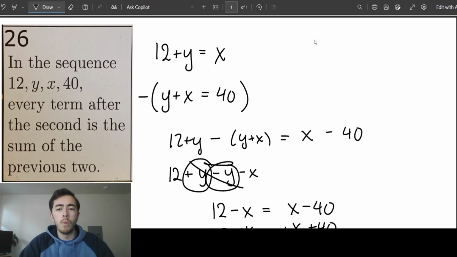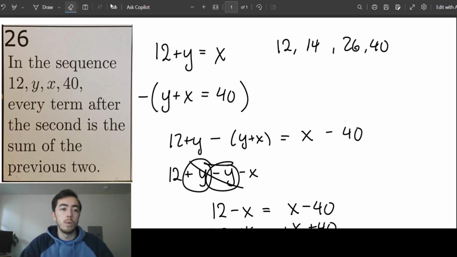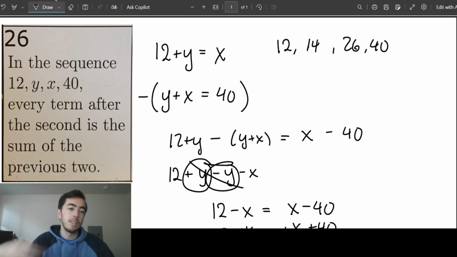Just to figure out what y is, we now know our sequence is 12, y, 26, and then 40. And then we can kind of see here that we would need a 14 to add up to 26. And we also need that 14 to add with the 26 to get to 40. So there's our full sequence. y is 14, x is 26, and we're all done.